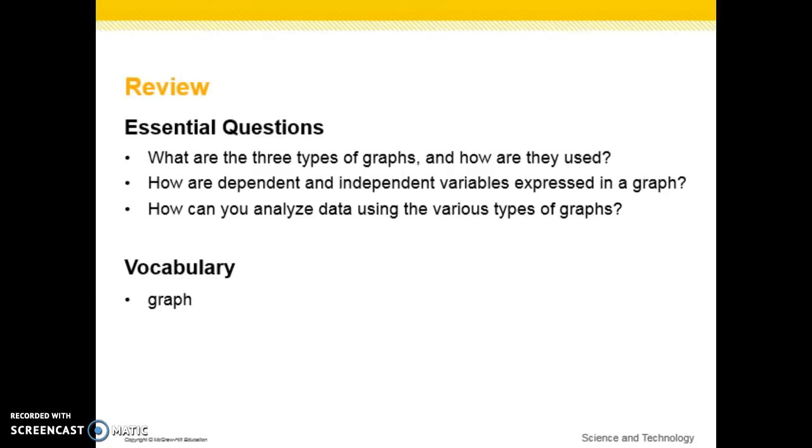For your morning reviews, essential questions: what are the 3 types of graphs and how are they used? How are dependent and independent variables expressed in a graph, meaning where are those going to be? And how can you analyze data using the various types of graph?